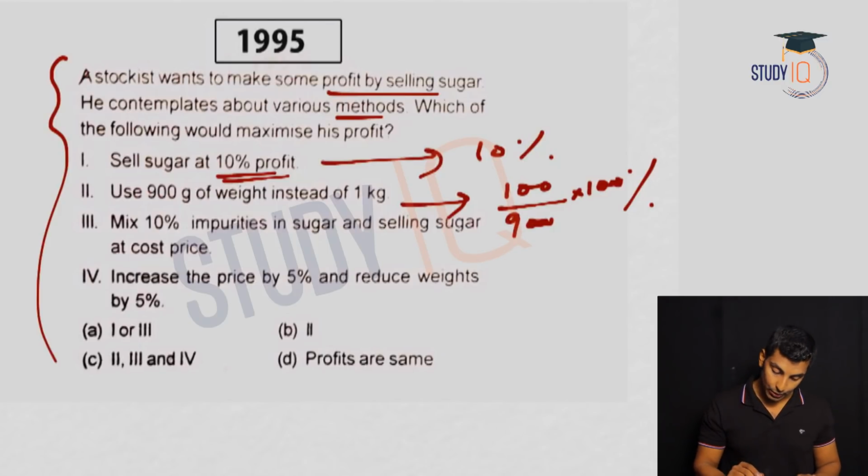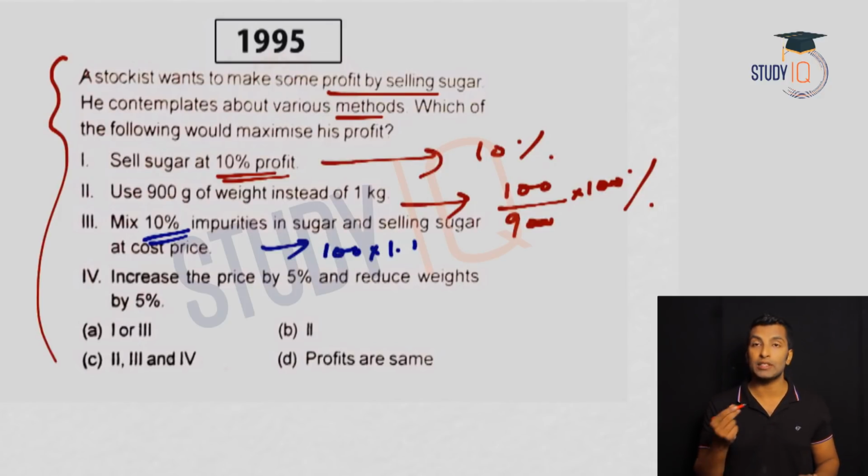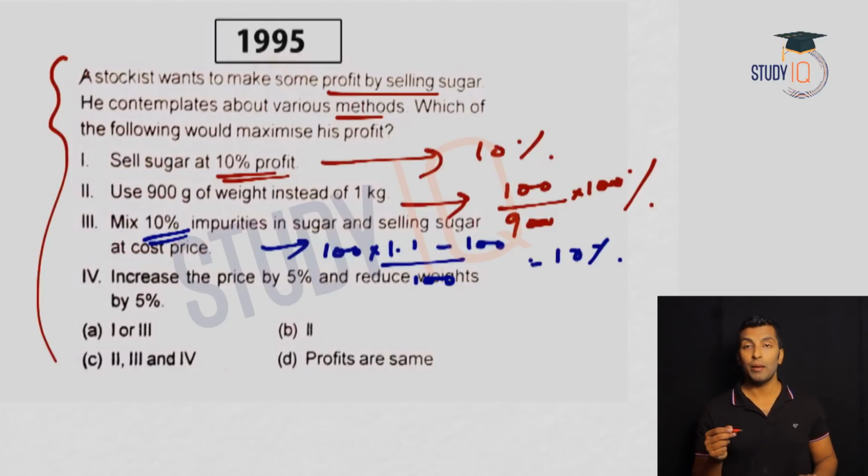Let's take the third scenario. Mix 10% impurities in sugar and sell at the cost price. So sell at the cost price, but mix 10% impurities. What will happen in this case? In this case also, you'll get 10% profit. When you mix 10% impurities, you will get 10% profit, provided that impurities do not cost anything. How will you get the 10%? You can take 100 into 1.1 for 10% impurity, that is 110, minus 100, divided by 100. Obviously you will have to multiply by 100 to convert into percentage.